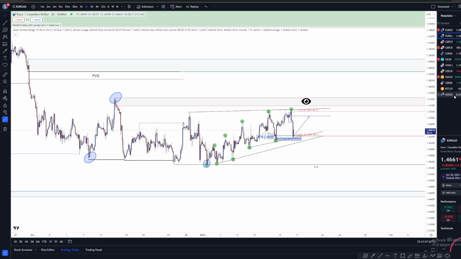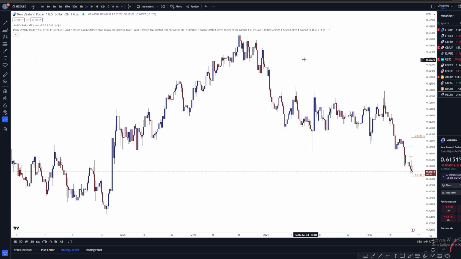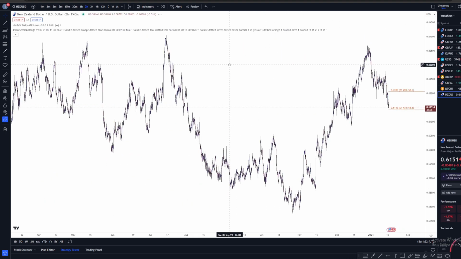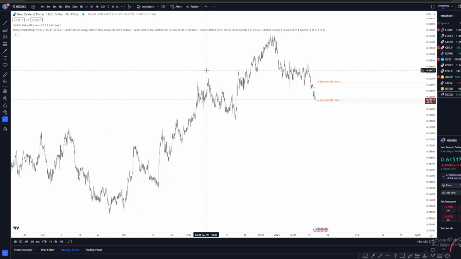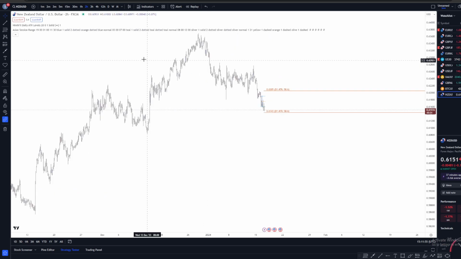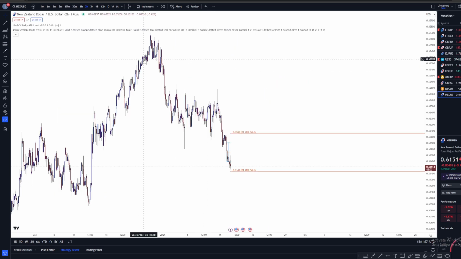Okay, so NZD/USD. I've not looked at this pair in a while. As you can see, there's no analysis being done. And we're going to be going over my entire analysis from start to finish so you can get a better understanding of what I do every day.